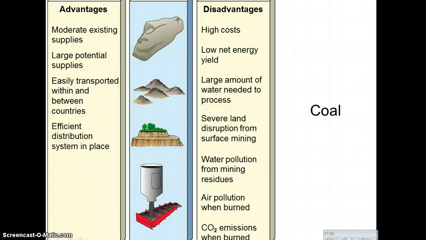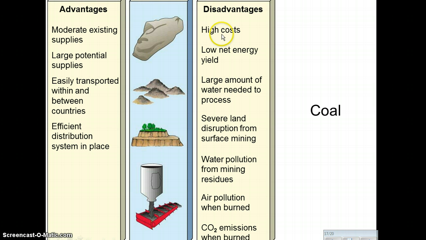Coal has a pretty big supply, and because of that, it's rather cheap, and there's a lot more potential supplies out there. All things considered, since we can put this on different sorts of transportation systems without it going bad or hurting someone, it is easy to transport and can even be transported between countries, so it makes a lot of money, and it's relatively cheap. And it's easy to distribute.